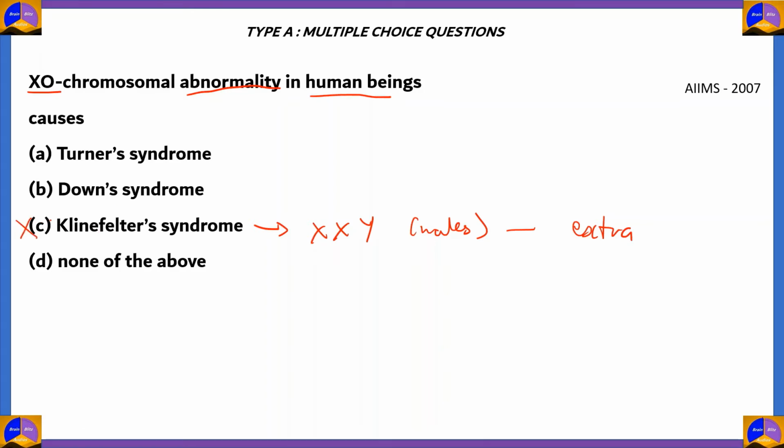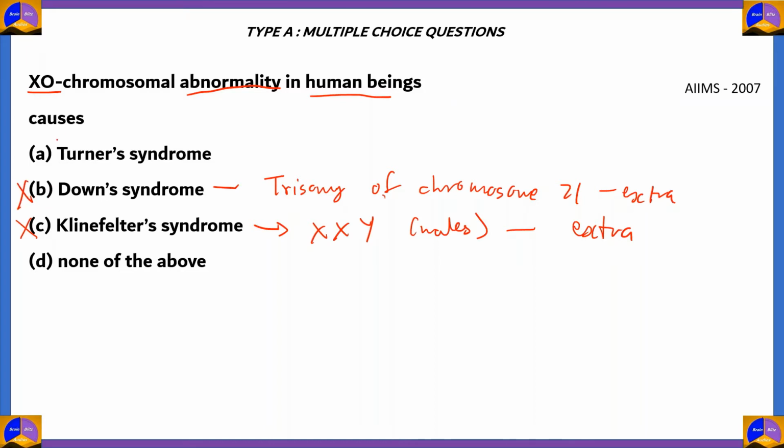Option C is incorrect. Option B, Down syndrome. This again is a trisomy, that is an extra chromosome of chromosome 21. Extra. So option B is incorrect.